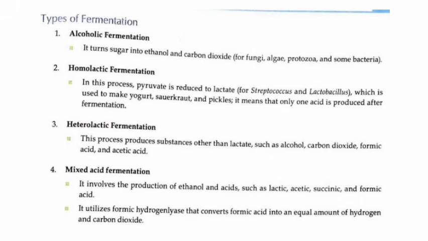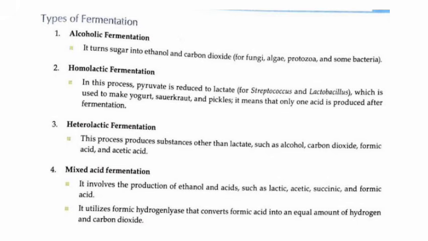Now, also class, there are different types of fermentation. It depends on what product is produced in each type of fermentation. First is alcoholic fermentation, wherein it turns your sugar into ethanol and carbon dioxide. Most of your fungi, algae, protozoa, and some bacteria can produce alcoholic fermentation.